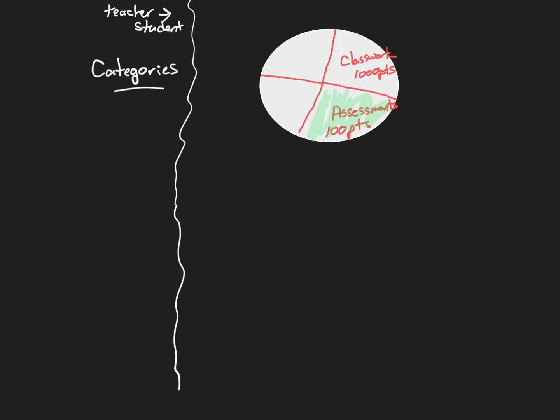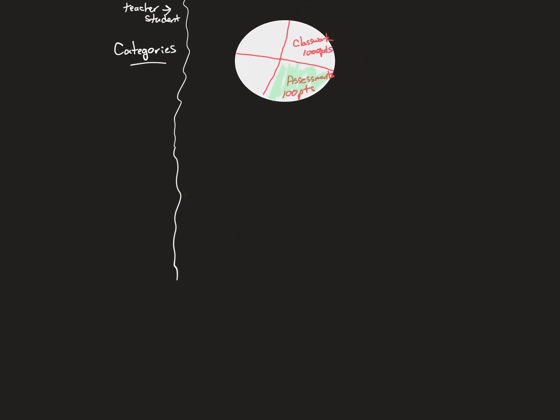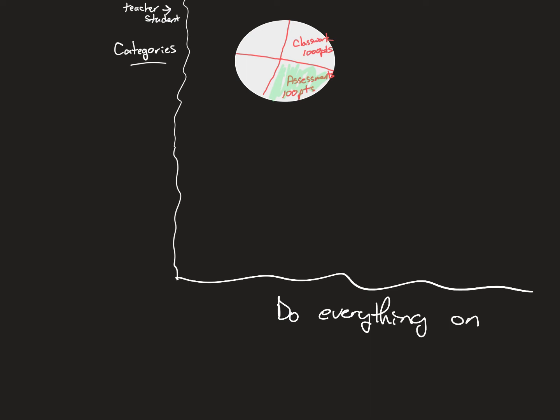I have the opportunity to resubmit work and turn work in late, but there are consequences for each decision. The best thing I could do is... What is the best thing that I could do? Turn things in on time. Do everything on time. And then if I don't do well, I can redo it.